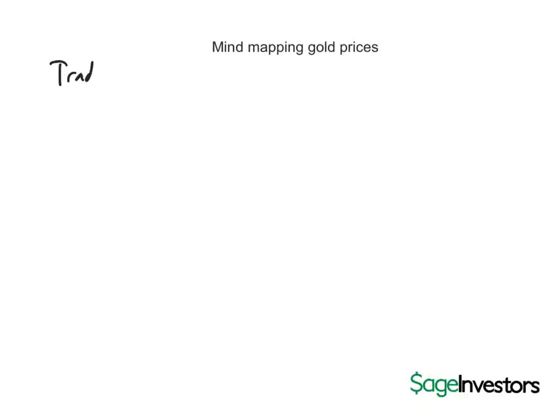Okay, going to try and mind map the direction of gold prices. Now, gold prices traditionally have been driven by a couple of factors. One has been inflation. As prices for goods and services go up and inflation goes up, that tends to correspond to an increase in gold prices, as gold is essentially viewed as a kind of hedge to protect people's purchasing power. The second factor that traditionally has driven gold prices has been fear.